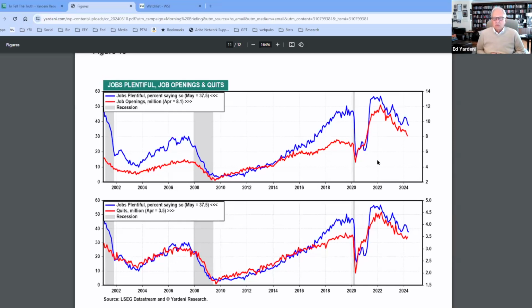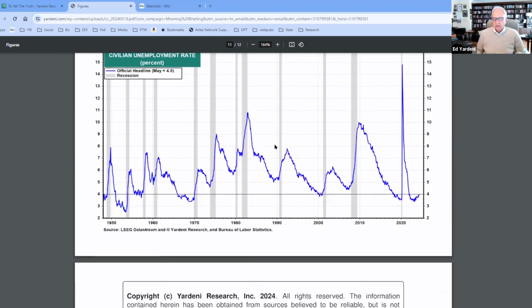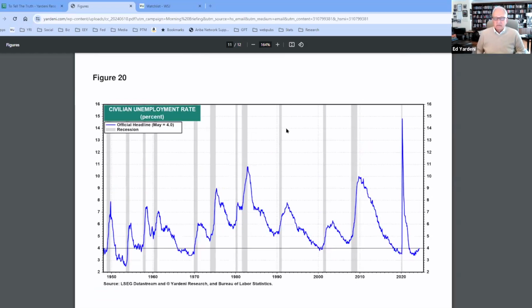What we find is that initial unemployment claims and things like jobs plentiful, job openings, these are all indicators that suggest that things are normalizing. We don't think this means that things are getting worse. We think things are just normalizing, and there's still plenty of job openings and still jobs plentiful according to some of the surveys.